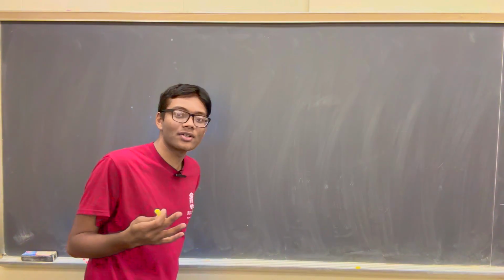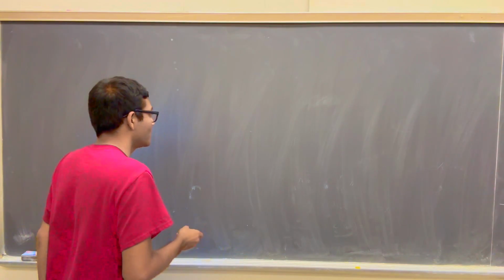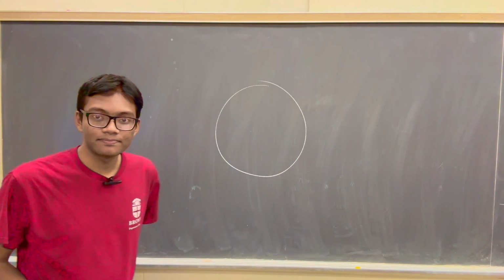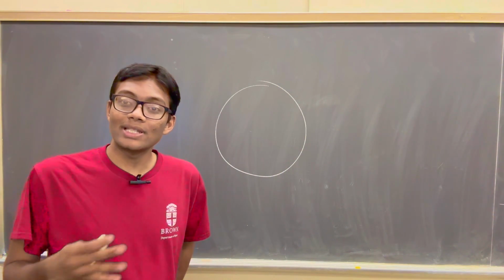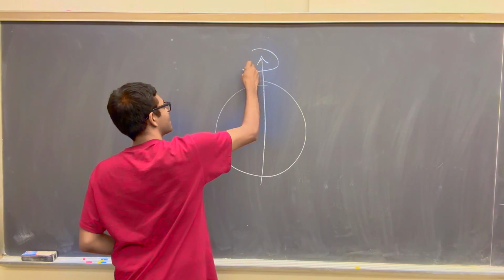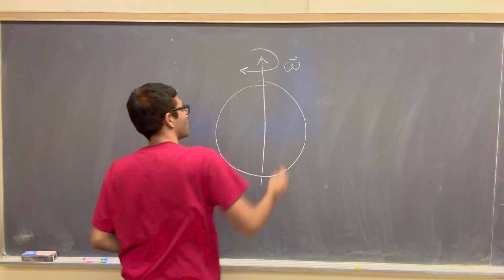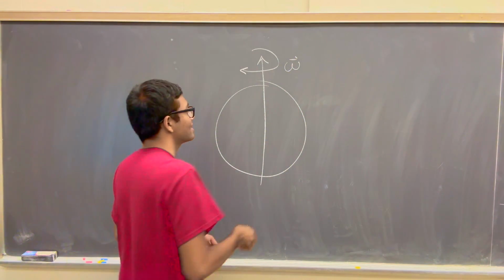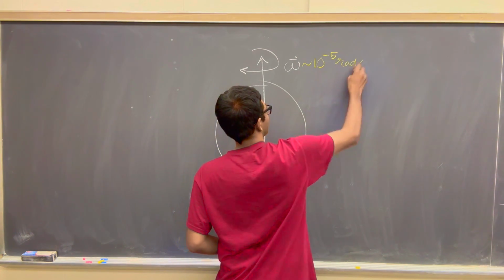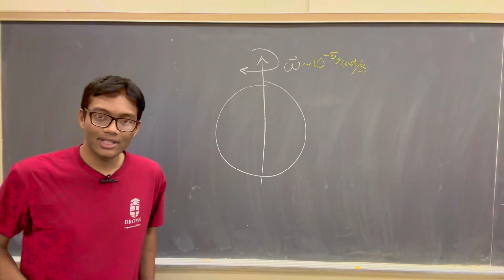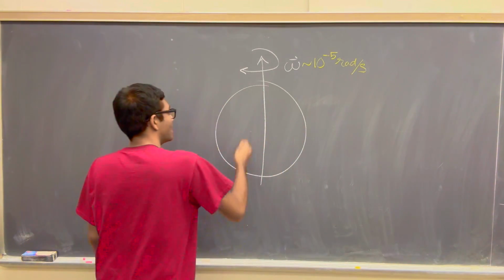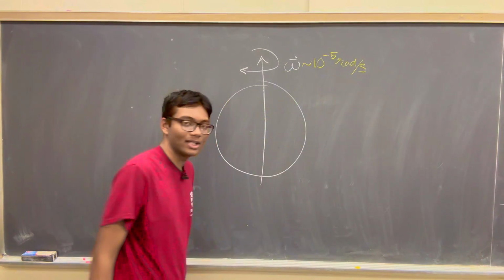What do I mean by detect your exact location on the Earth? Here's what I mean. This is the planet Earth, and the Earth happens to be spinning. The Earth is rotating around its axis with some angular velocity, omega. And this angular velocity is about 10 to the minus 5 radians per second. So every single second, the Earth is rotating by about 10 to the negative 5 radians.